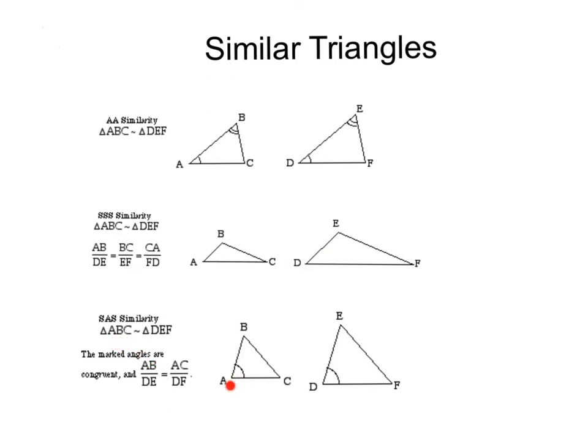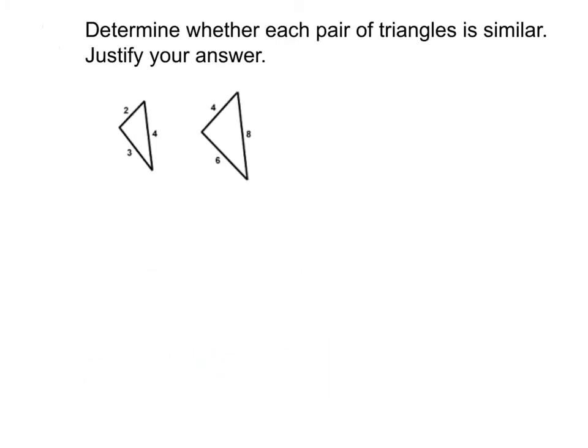If we have a given angle that is congruent, and then two different side ratios around the angle that are proportional, then the two triangles are similar. Let's see if we could use these theorems to determine whether or not two triangles are similar. Here we've got triangles with side lengths 2, 3, 4 and 4, 6, 8. We don't know angles, so this is probably going to be, if anything, the side-side-side theorem. Let's test it out by setting up some proportions.